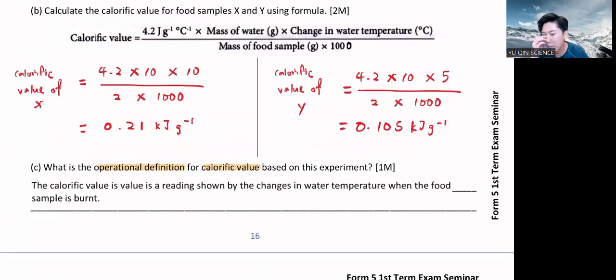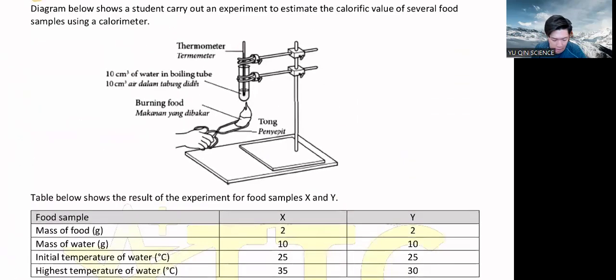Usually if there is a day one, we will write the day, or in this case there's no day, so we try to mention something which is a value that can be shown when I burn the food. If I don't burn the food, where got such a result, right? Calorific value is a value based on the change of water when the food is being burned. Eliora, can. Your answer is okay, no problem.